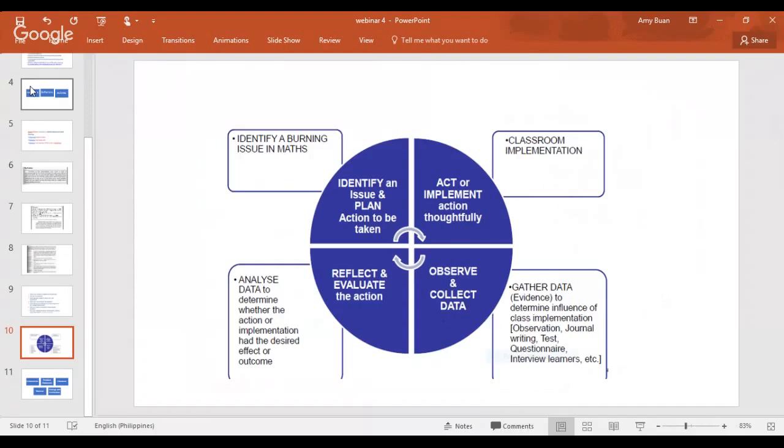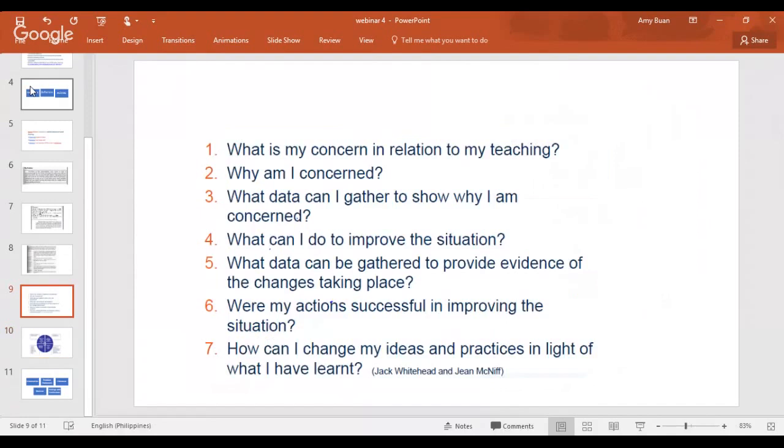So you have to identify an issue in a math classroom. You have to make an action or implement, and plan thoroughly on how you implement it so that you'll be successful. And then as you implement that, you have to observe and collect data, and then evaluate what happened. Think about, were my actions successful in improving the situation?